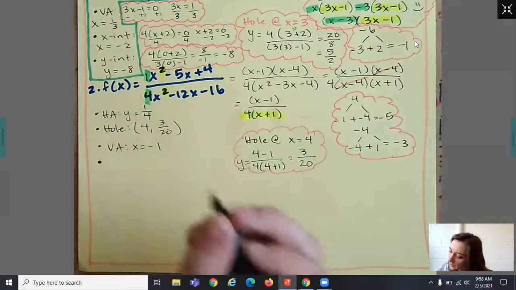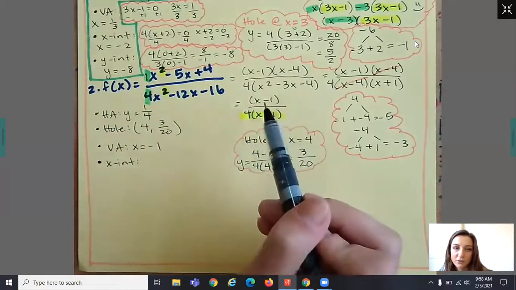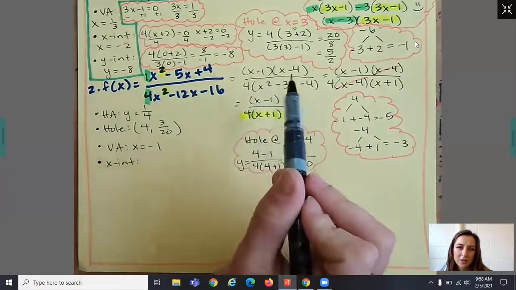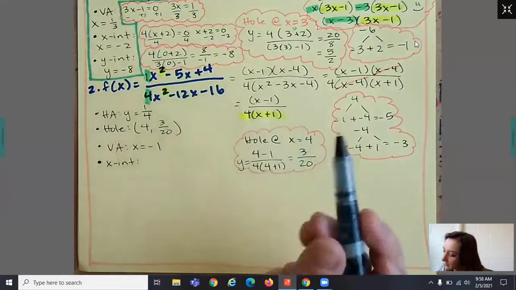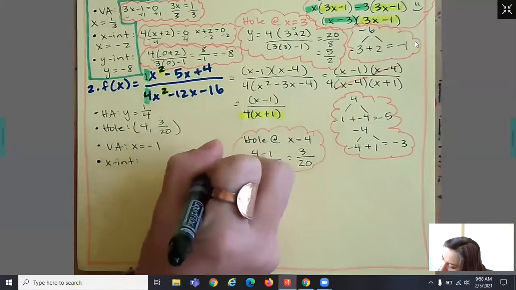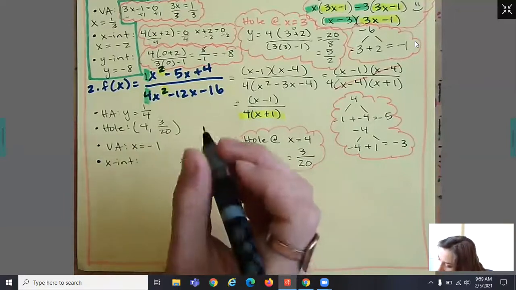The next thing that we're going to look at is the x-intercept. And the x-intercept is where the numerator is equal to 0. And I'm just going to use the simplified. You could use this, but you actually get an extraneous answer. So let's use the simplified. x minus 1 equals 0. So you'd add 1 to both sides, and we get that x equals 1.